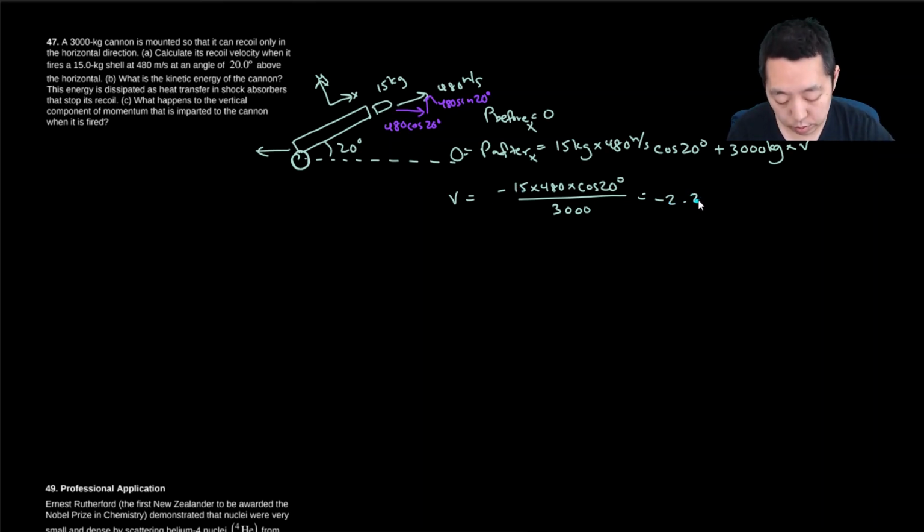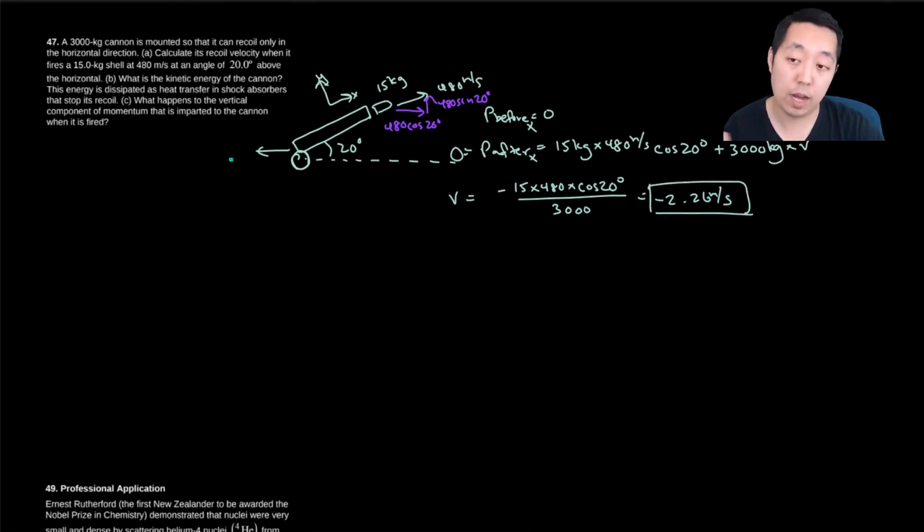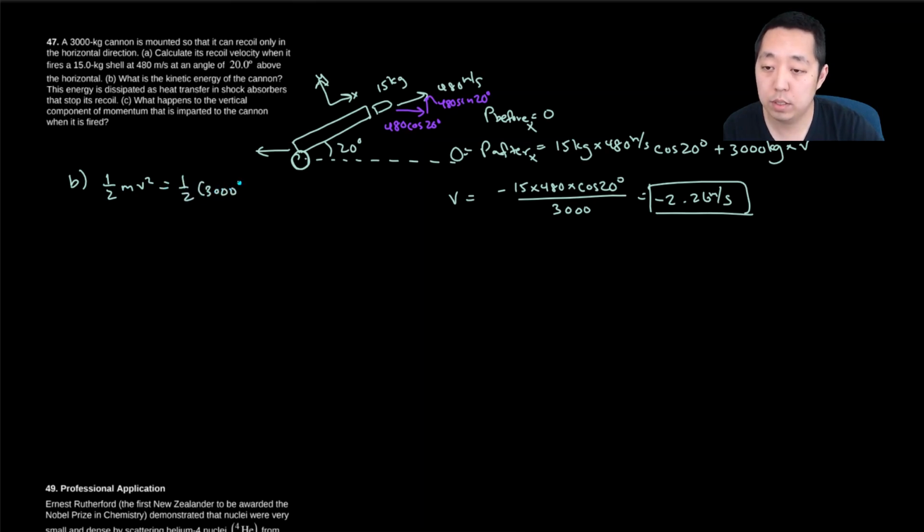Negative 2.26 meters per second. Okay? And that makes sense. It's negative because it's the opposite direction. What is the kinetic energy of the cannon? The kinetic energy of the cannon is 1/2 mv squared. That's 1/2 times 3,000 times negative 2.26 squared. And so it has 7,629 joules.